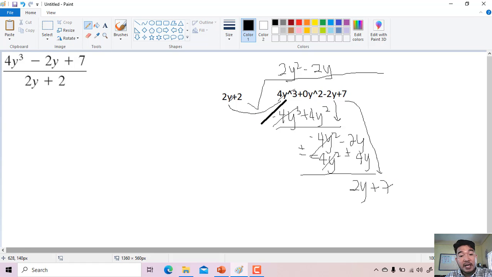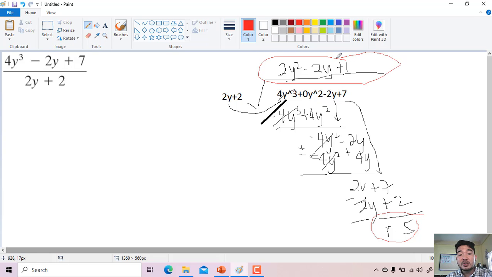And then 2y by 2y, that is equal to positive 1. Then 1 times 2y is equal to 2y. And then 1 times 2 is equal to positive 2. Then you subtract again. 2y minus 2y is 0. 7 minus 2 is equal to 5. So that means our remainder here is 5. This is our remainder. And our quotient is 2y squared minus 2y plus 1.